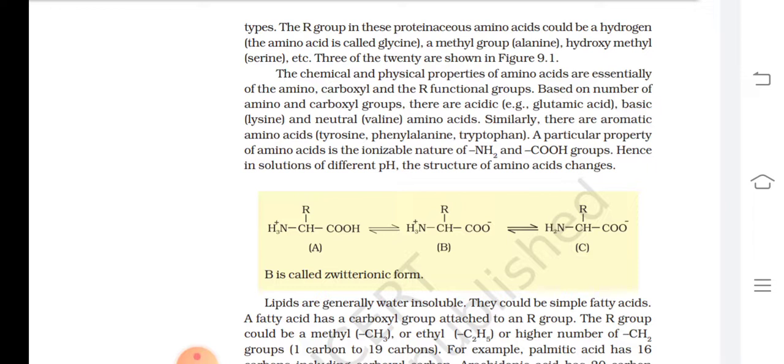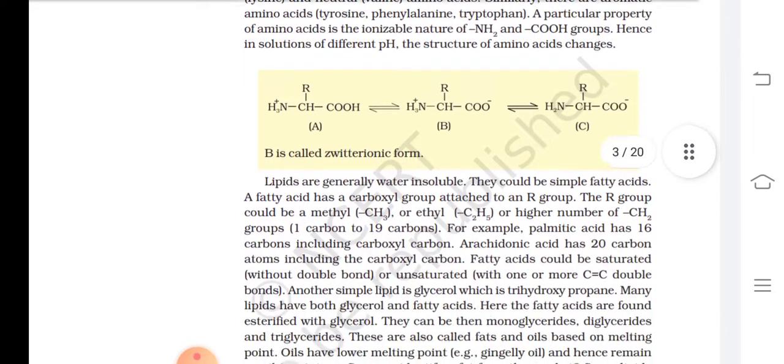Similarly, there are aromatic amino acids tyrosine, phenylalanine, tryptophan. A particular property of amino acids is the ionizable nature of the amino and carboxylic groups. Hence, in solutions of different pH, the structure of the amino acid changes.